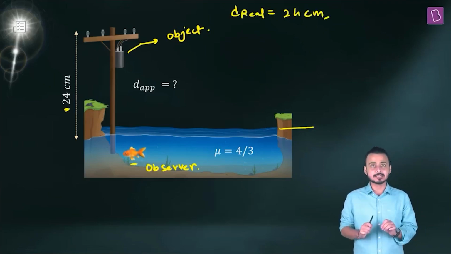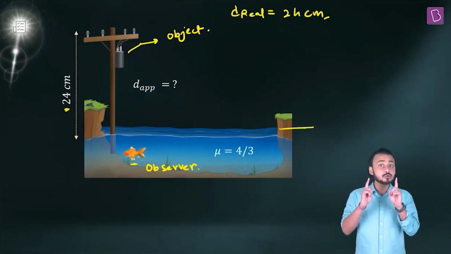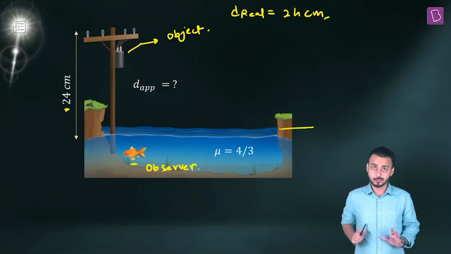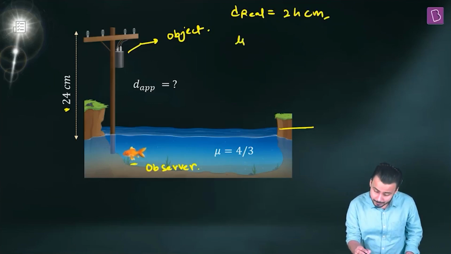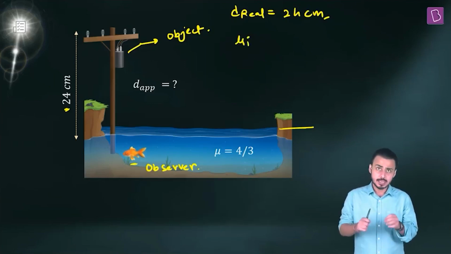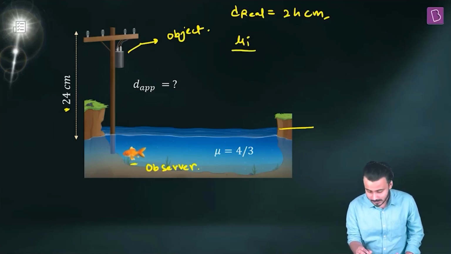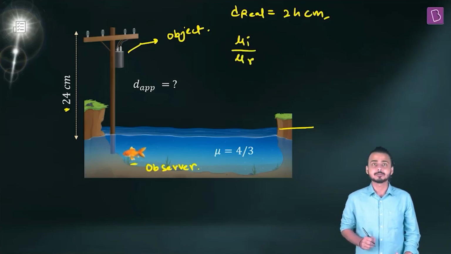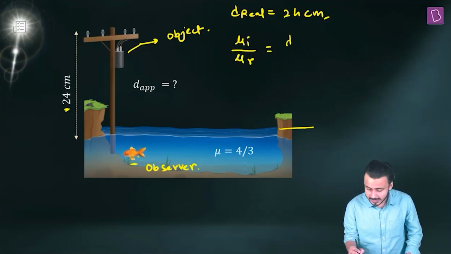Now in all of these problems, we use one formula. Please look into it. We use the formula mu I. You might have studied different formats of writing down the formula. I am telling you one, see if it is easy for you to remember. Mu I by mu R is equal to, first let me complete the formula, then let's explain the meaning, d real divided by d apparent.